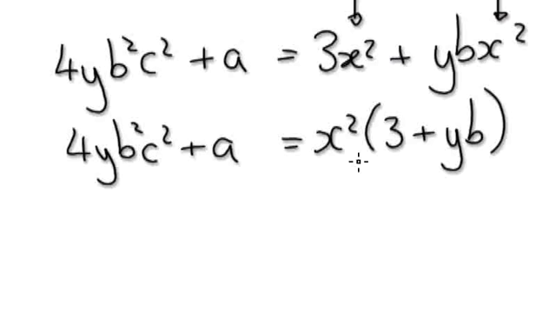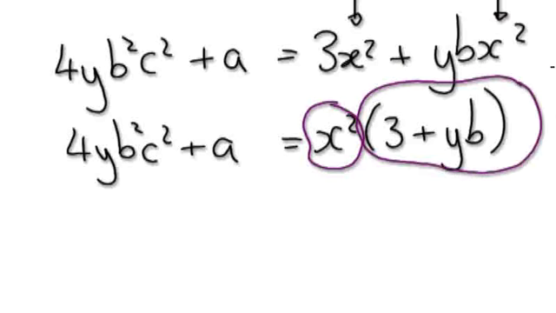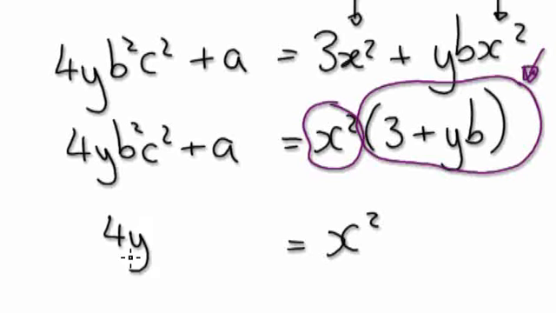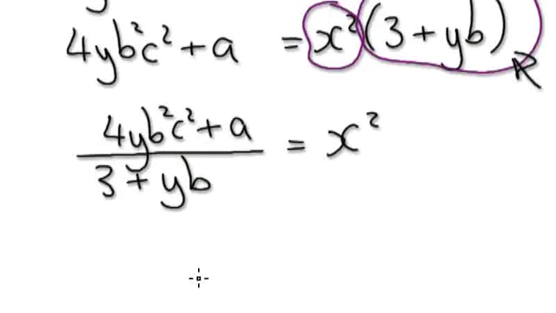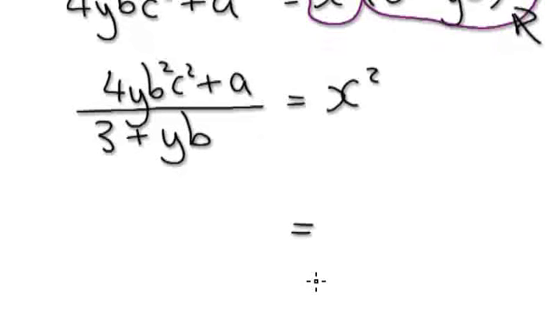And now visualize it as this times this. Divide both sides by this big bubble here. So that will leave you x squared on its own. So x squared here, and this will be 4yb squared c squared plus a all over this bubble here, 3 plus yb. Now, easy part now, just square root both sides.